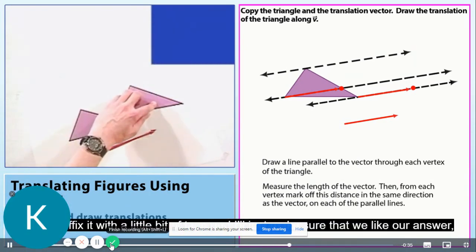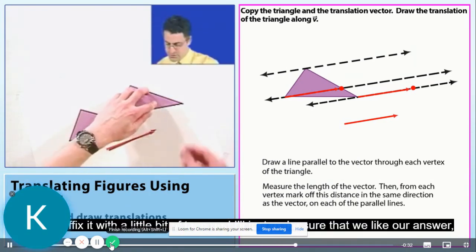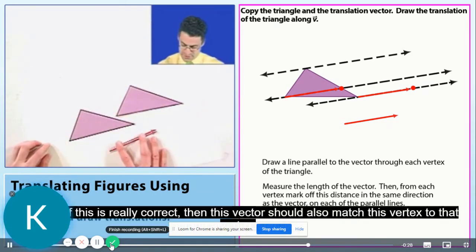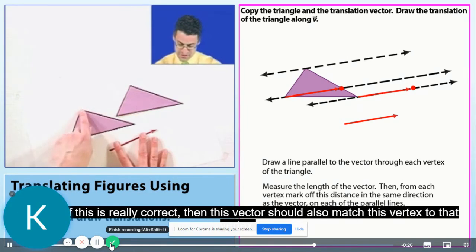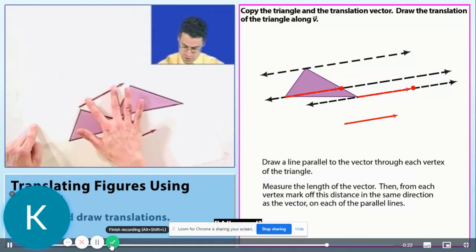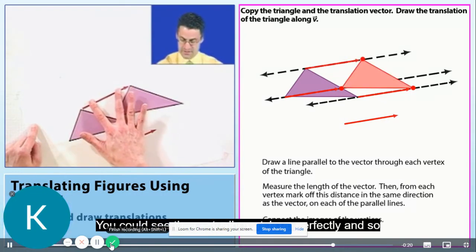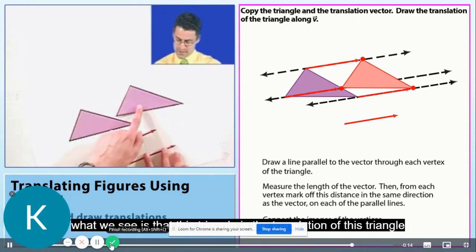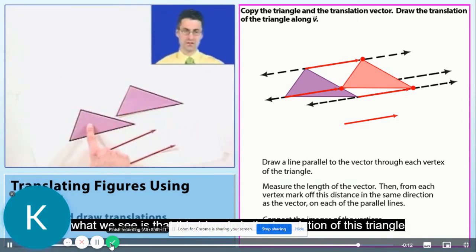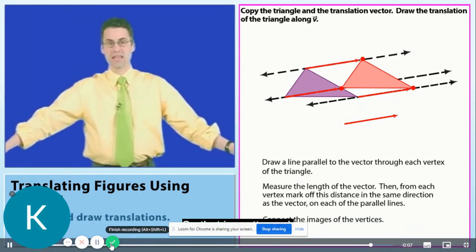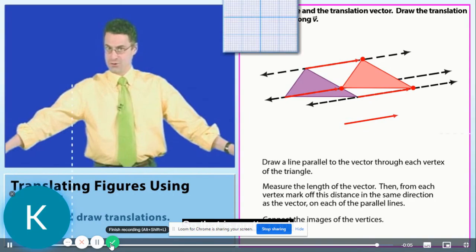Let me affix it with a little bit of tape, and let's just make sure that we like our answer. Because if this is really correct, then this vector should also match this vertex to that vertex. Let's see if it does. Perfect. You can see they actually match up perfectly. And so what we see is that this triangle is the translation of this triangle along this vector. So that is pretty cool.